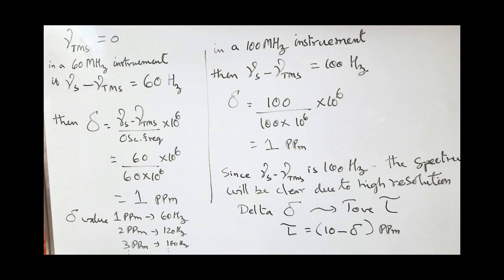Suppose from the spectrum, the chemical shift value delta is 2 parts per million, then it means the frequency of absorption is 120 hertz. 3 parts per million means 180 hertz.